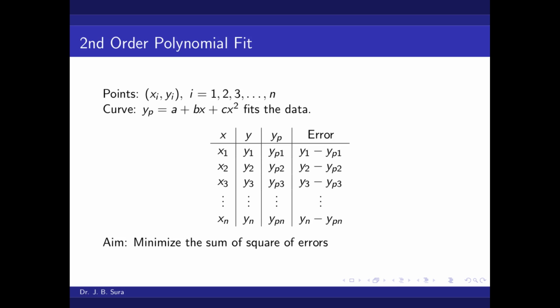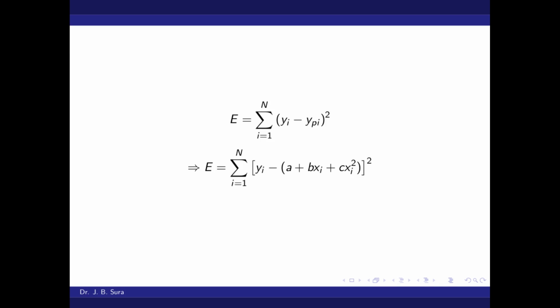Yp means predicted values based on the value of x and the curve that we have fit, and the error between y and yp. So our aim is to minimize the sum of square of errors. That means if E is equal to sigma i is equal to 1 to n (yi minus ypi) square, then our aim is to minimize the E.